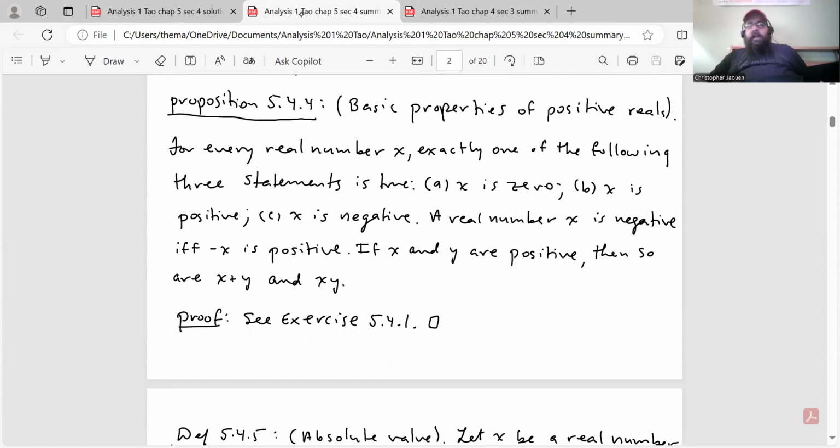For every real number x, exactly one of the following three statements is true: A, x is 0; B, x is positive; or C, x is negative. A real number x is negative if and only if negative x is positive. And finally, if x and y are positive, then so are x plus y and x times y. So that's the proposition we want to prove.